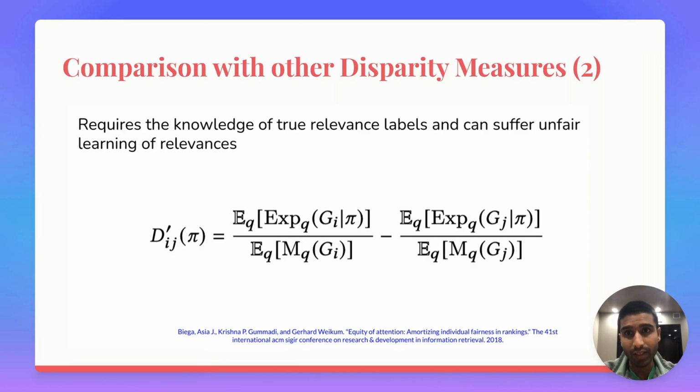Another disparity measure replaces the query-specific exposure and merit with an amortized notion over the query distribution. This measure expresses that for all queries, the amortized exposure of each group should be proportional to its amortized merit. However, this requires the true knowledge of relevance and does not involve learning. Extending this approach to learn relevance can suffer from a two-step approach that relies on post-processing and unfair estimation to make it fair, since fairness constraints are not taken into account during the learning process.